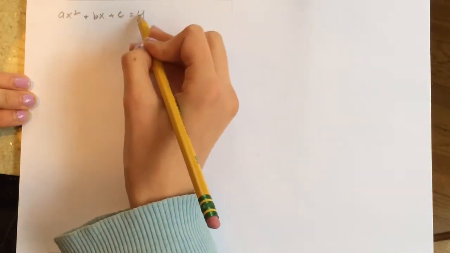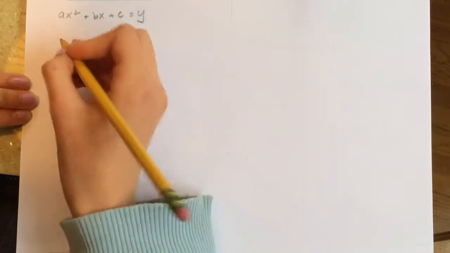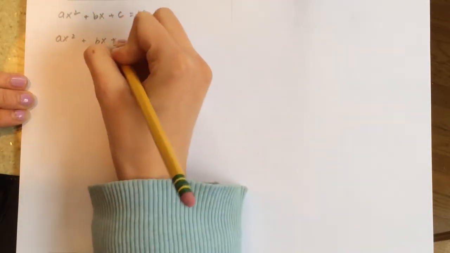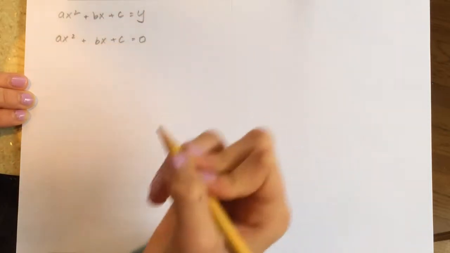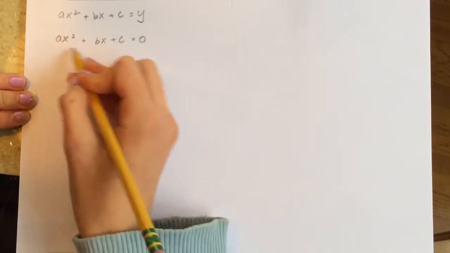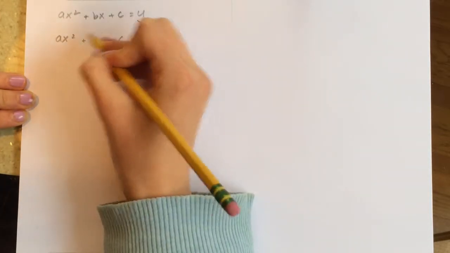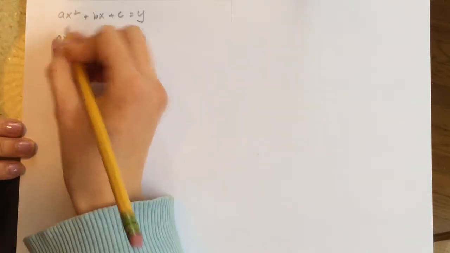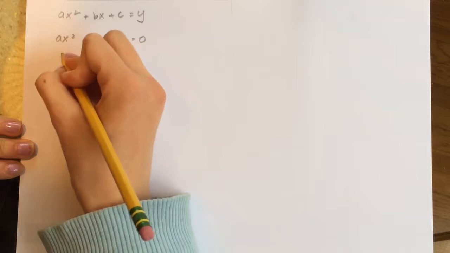So we know that the roots are when y equals 0. So that would be ax squared plus bx plus c equals 0. So we want to solve for x, but it's not as simple here because there's an x squared, and there's a lot of different things that we can't do that easily. So what we want to do is divide everything by a first.